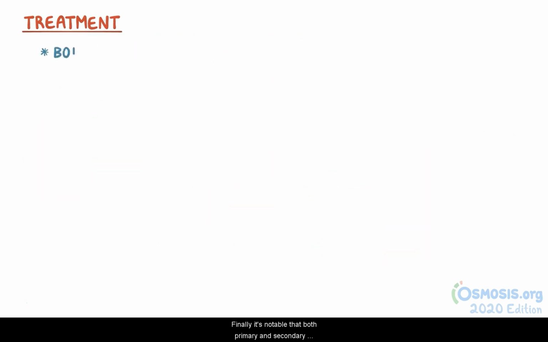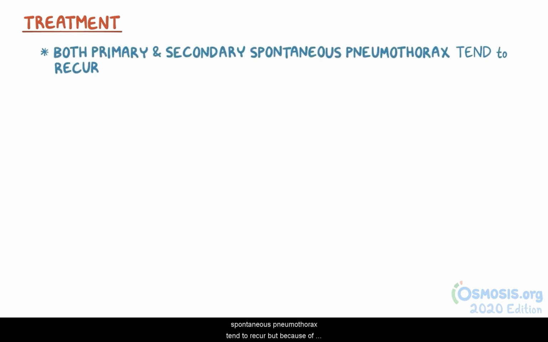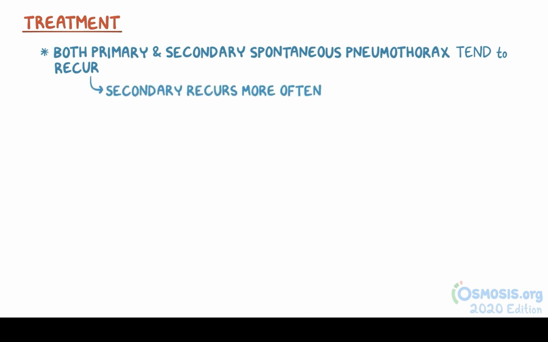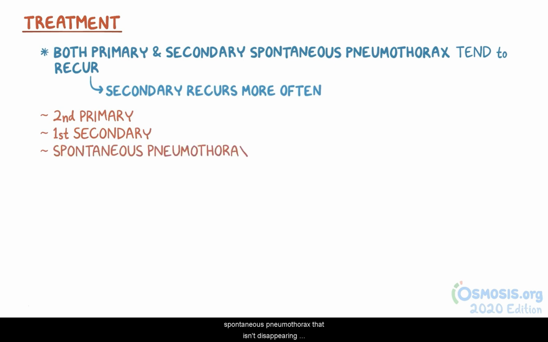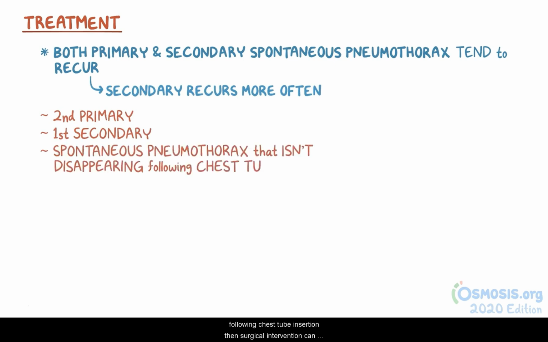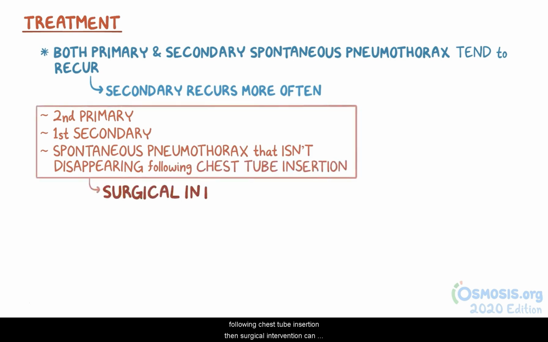Finally, it's notable that both primary and secondary spontaneous pneumothorax tend to recur, but because of the underlying lung disease, secondary pneumothorax recurs more often. Therefore, if an individual has their second primary or first secondary spontaneous pneumothorax, or has a spontaneous pneumothorax that isn't disappearing following chest tube insertion, then surgical intervention can be considered, since the chances of recurrence progressively increase with each new pneumothorax.